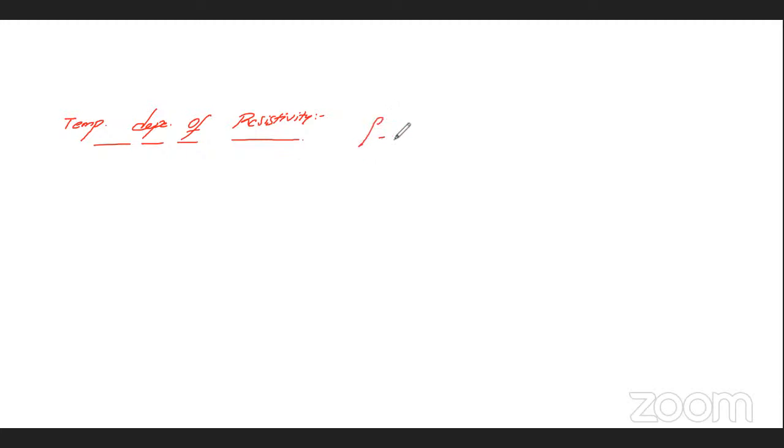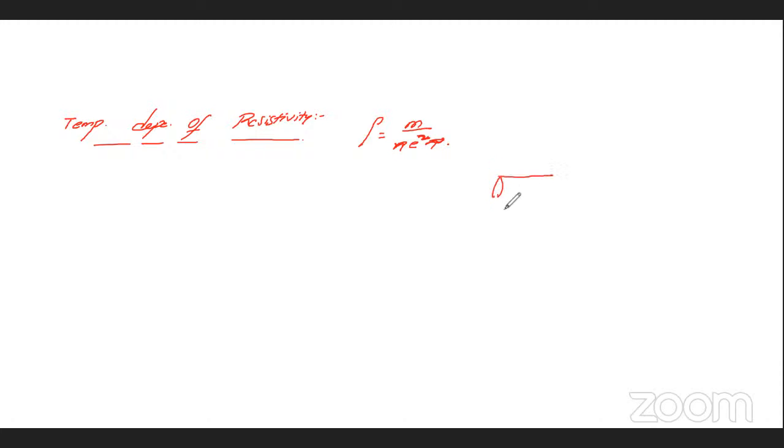We know that rho is equal to m by n e square tau, where tau is the relaxation time. This is your resistivity. We already know that for metals, the resistivity value increases as the temperature increases. So there is a small term here. We'll discuss a small relation, and here I'll give an example.